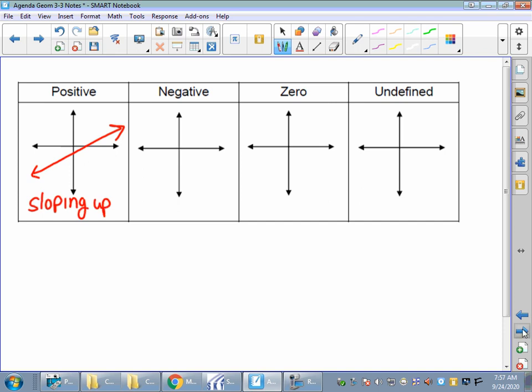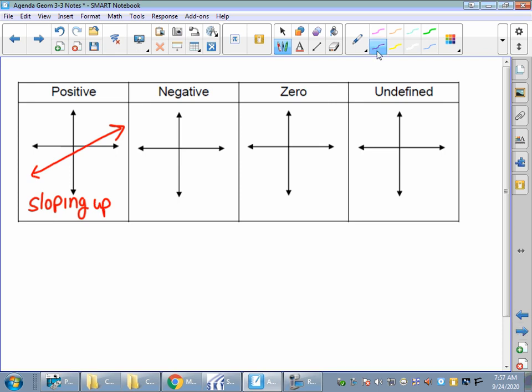Usually when I first ask about slope, a lot of people say y equals mx plus b. Well, the m in that formula is the slope, right? So we're going to use that. Y equals mx plus b isn't the slope. Slope is a part of that formula.